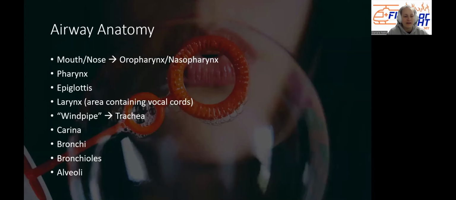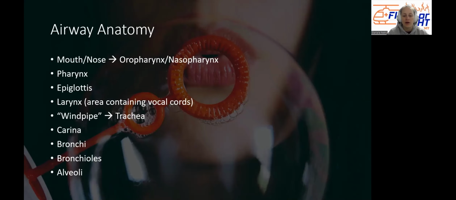Up next, we have the larynx, and that's the area where we have the vocal cords and things like that in the middle of the throat, basically. And then we get into the windpipe, which is the trachea, and that's the main access to our lungs. The trachea branches off, and that separation or branch there is called the carina. That's where the trachea branches off.